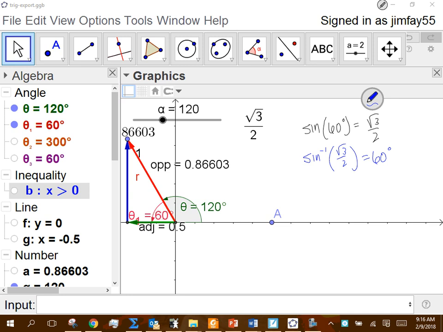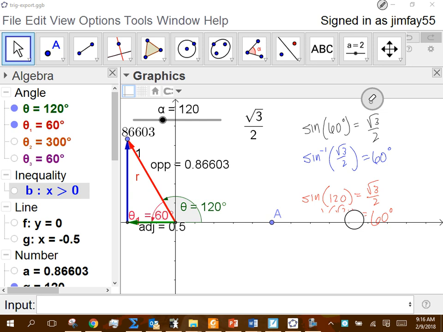Okay. But we also know, from our investigation of the coordinate plane and these triangles with angles that are bigger than 90 degrees, that sine of 120 is equal to root 3 over 2. Okay. However, sine inverse of root 3 over 2 is going to give you back what? It's going to give you back 60. Okay? So those two things are not inverses right now, right? With the idea of x's and y's switching.